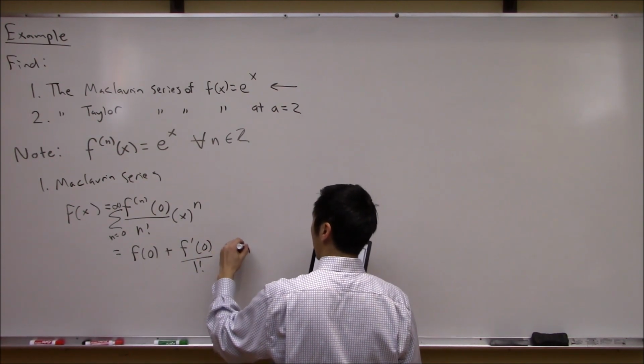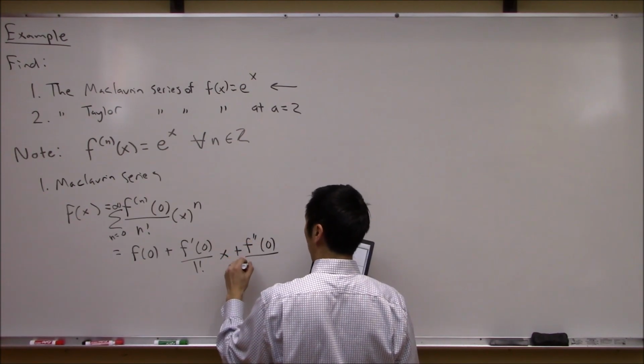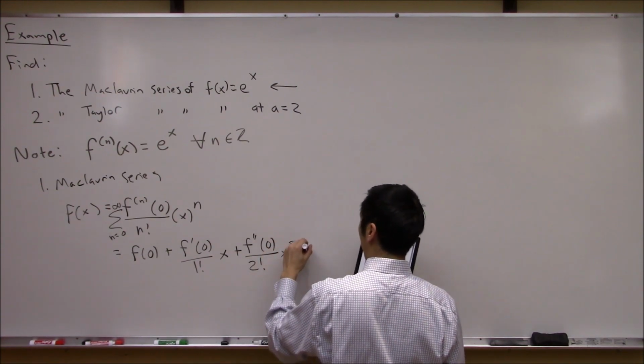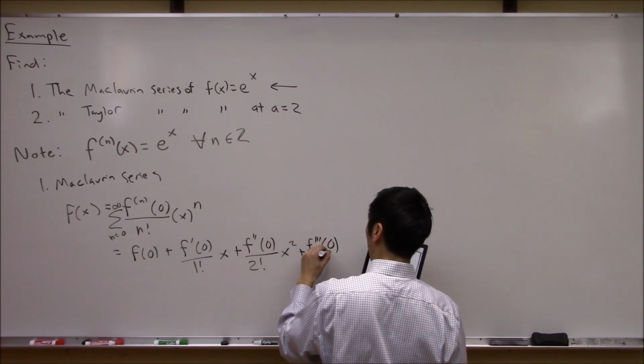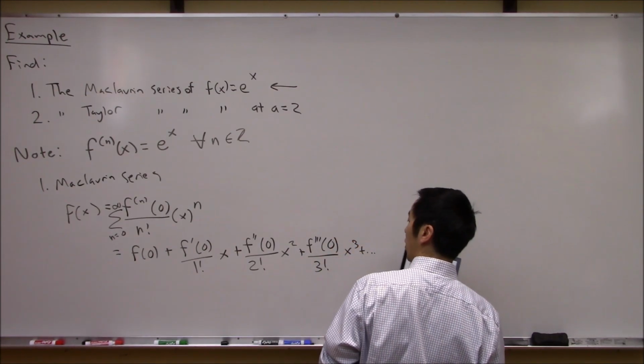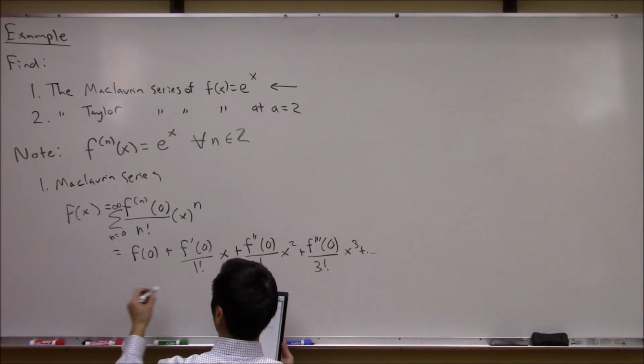Okay, then plus f prime prime at 0 all over 2 factorial x squared, right? And then finally f prime prime prime at 0 all over 3 factorial x cubed plus yada yada yada all the way out to infinity. So, okay, let's go ahead and write this out.